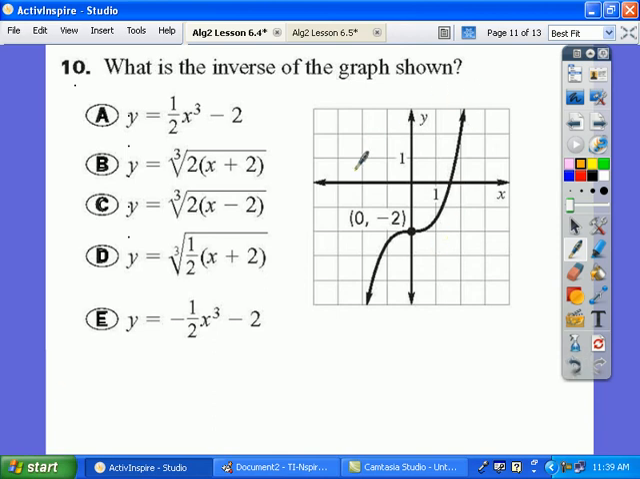So, from our limited experience with these types of graphs, does anyone recall what type of graph function this is? All right, looking at this graph, could this be quadratic?